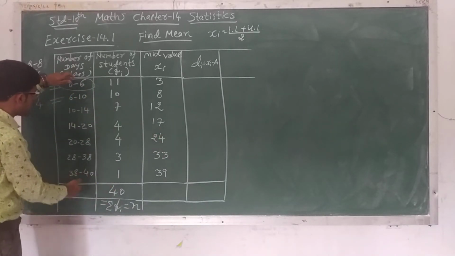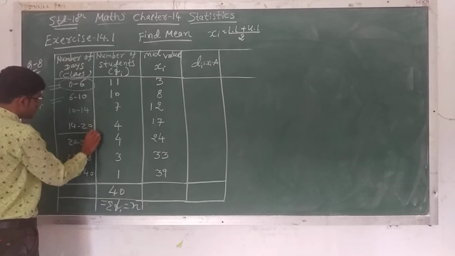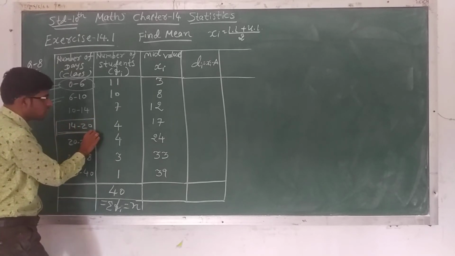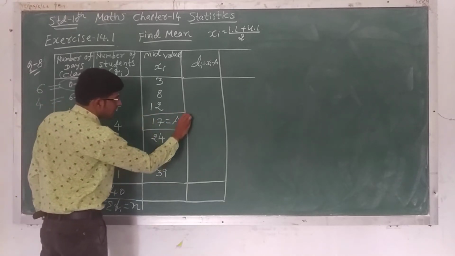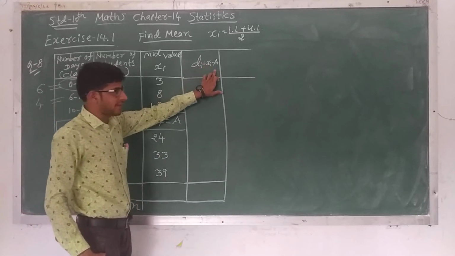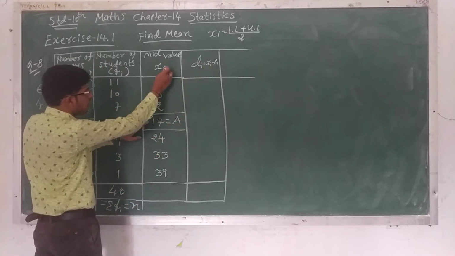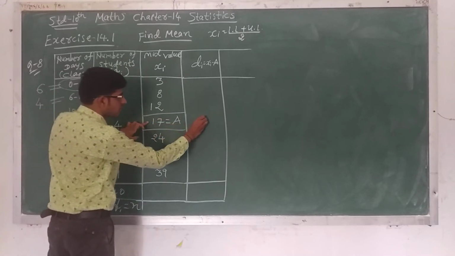the total number of classes: here 1, 2, 3, 4, 5, 6, 7. So the middle class is 14 to 20. So we have to suppose a equals 17. Now we apply di is equal to xi minus a. Here the value of xi and the value of a are both the same, so 17 minus 17, 0.